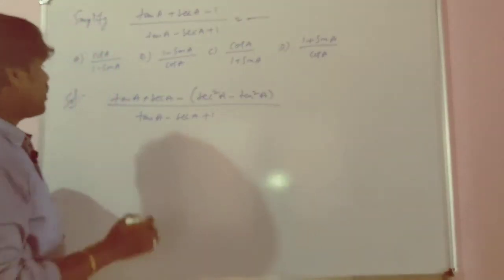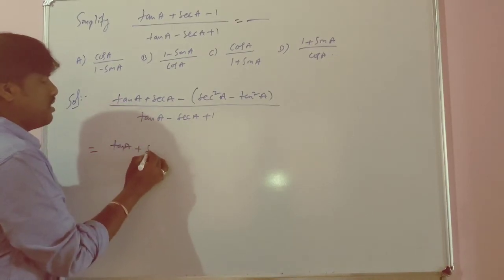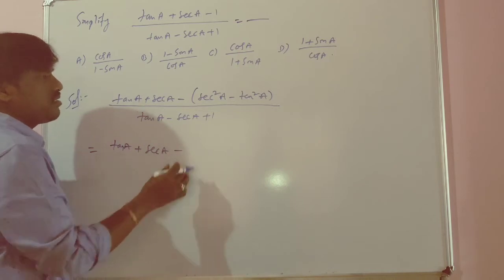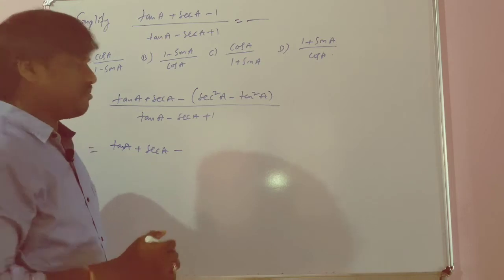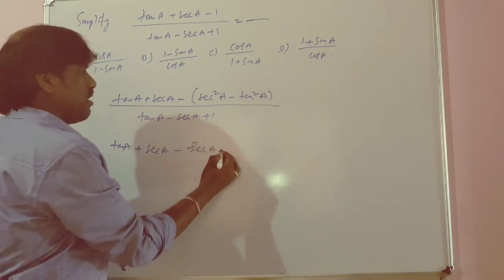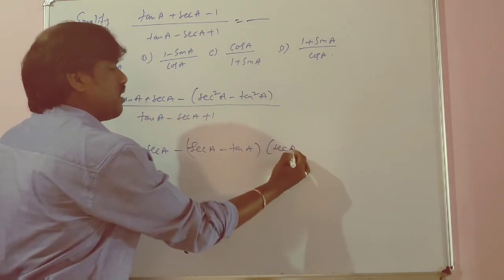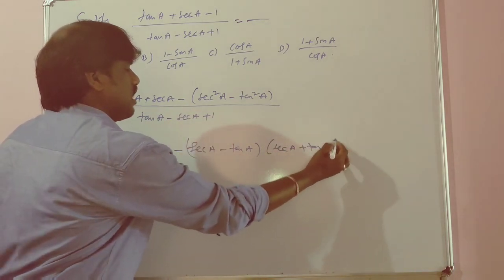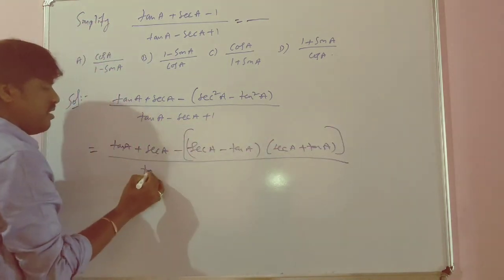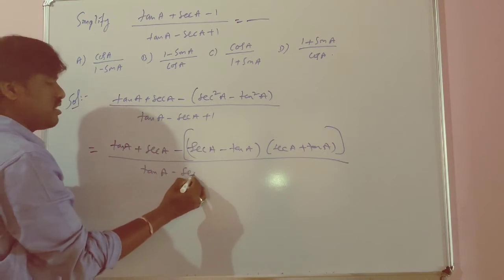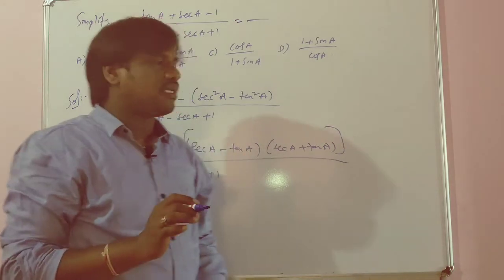Now what I can do here is tan A plus sec A minus, this I replaced with the identity. It looks like A square minus B square. So I can write it as (sec A minus tan A) into (sec A plus tan A), that is A minus B into A plus B. I wrote this formula, divided by tan A minus sec A plus 1. This is the easy approach.